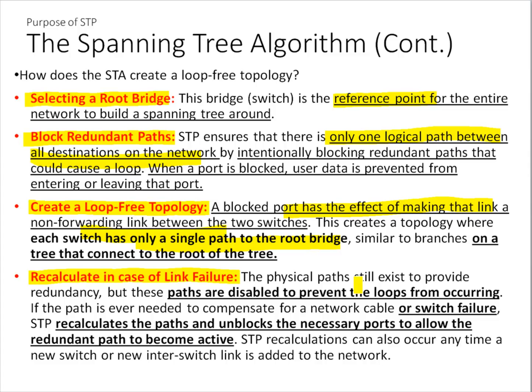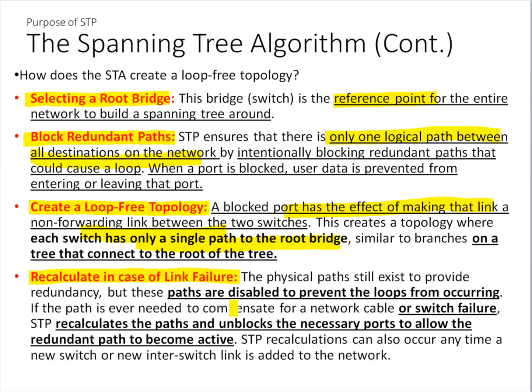The fourth step: suppose there is any failure, if a particular path is not working, it will do the recalculation and the blocked ports may open again. So this is the overall idea.